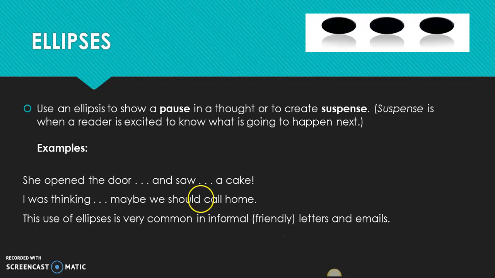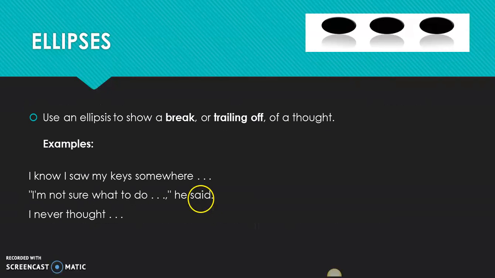Use an ellipsis to show a pause in a thought or to create suspense. Suspense is when a reader is excited to know what is going to happen next. Example: she opened the door and saw cake... I was thinking maybe we should call home. This use of ellipsis is very common in informal, friendly letters and emails, and for some narratives too, to add suspense.